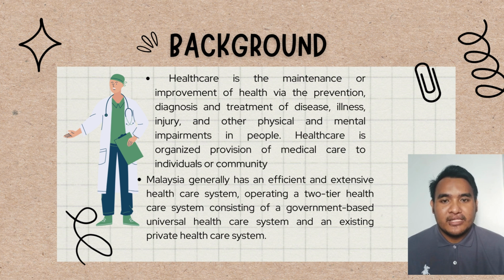Okay, now I will present the part of the background. Healthcare is the maintenance or improvement of health via the prevention, diagnosis, and treatment of disease, illness, injury, and other physical and mental impairments in people. Healthcare in Malaysia is mainly under the Ministry of Health. Malaysia generally has an efficient and extensive healthcare system, operating a two-tier healthcare system consisting of a government-based universal healthcare system and an existing private healthcare system.